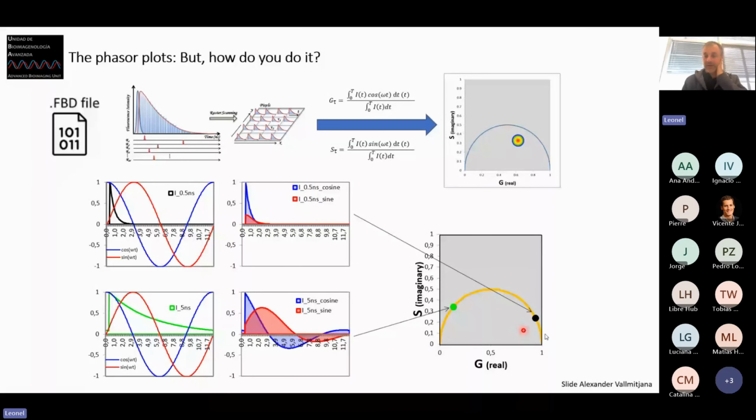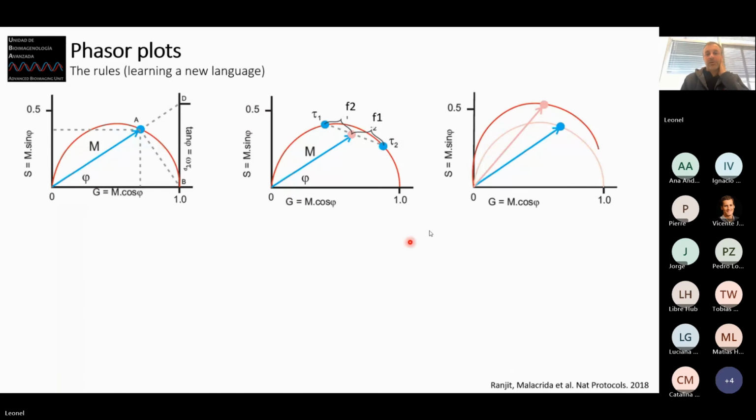Second, the lifetime of the black is shorter than the lifetime of the red because the position is toward 0, 0, while this one is toward 1, 0. So by looking again at the phasor without any mathematics, you can tell the change of lifetime. The other important rule is the linear combination.